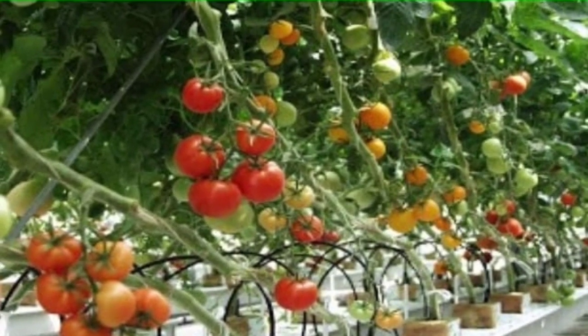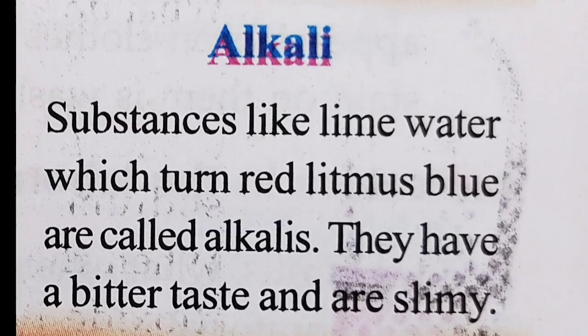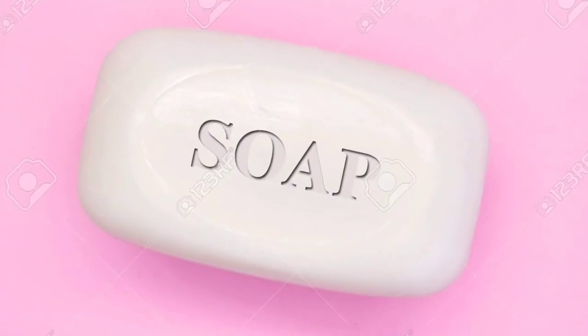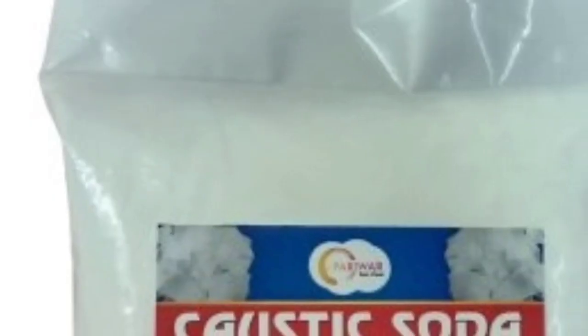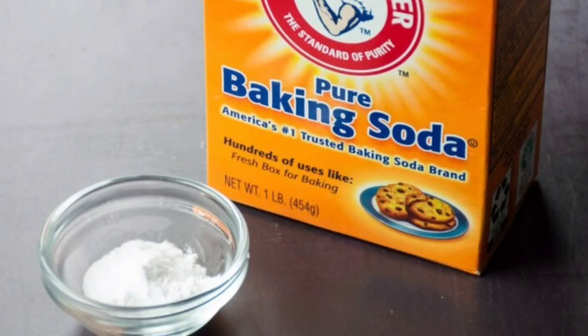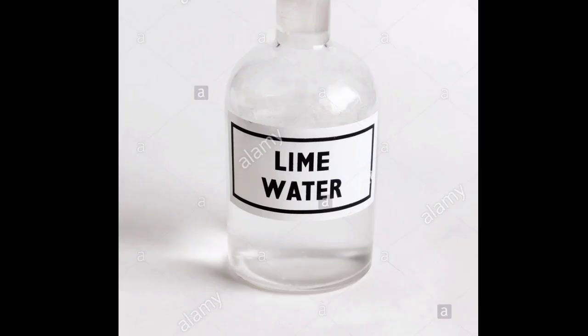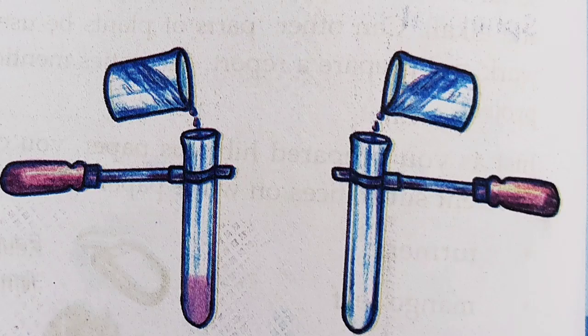Let us see next what is alkali. Substances which have bitter taste and are slimy, which turn red litmus into blue, are called alkalis. Soap, calcium carbonate, caustic soda, baking soda, lime water, etc. are examples of alkalis. In order to know whether a substance is acid or alkali, we use litmus paper or hibiscus paper.